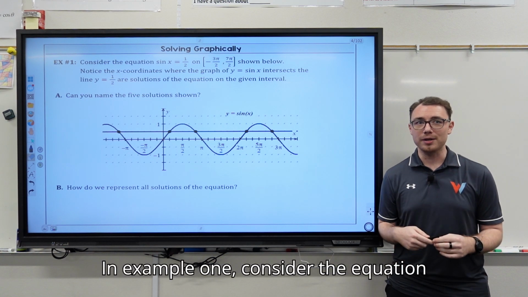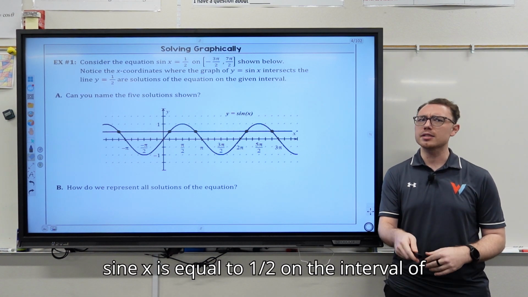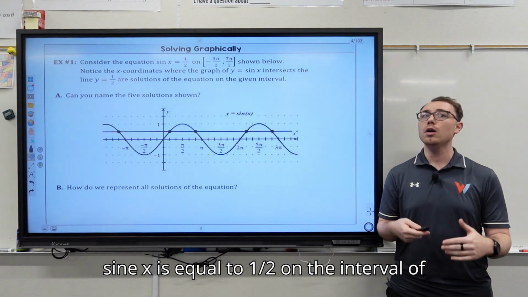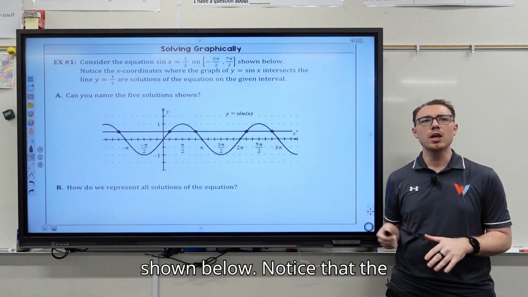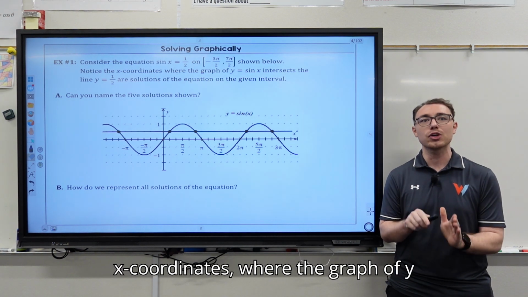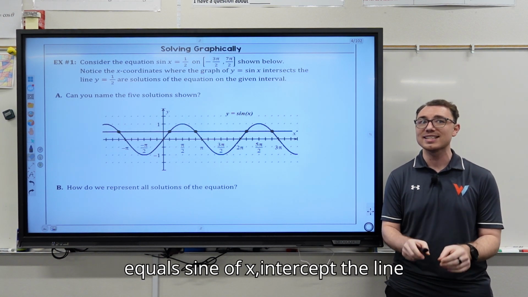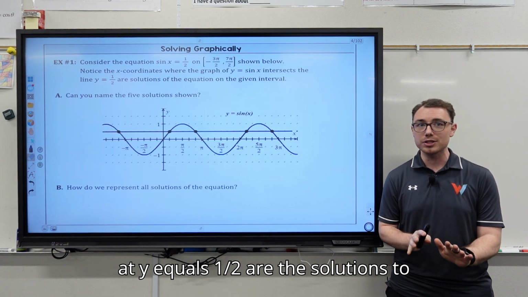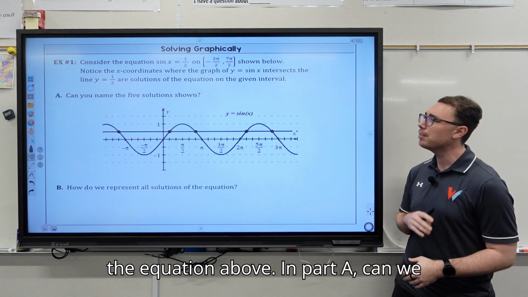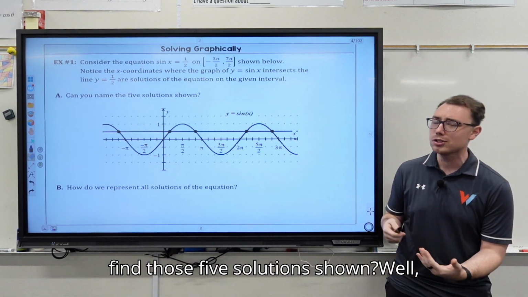In example 1, consider the equation sine x is equal to 1/2 on the interval of -3 pi over 2 to 7 pi over 2 shown below. Notice that the x-coordinates where the graph of y equals sine of x intercepts the line at y equals 1/2 are the solutions to the equation above. In part A, can we find those 5 solutions shown?